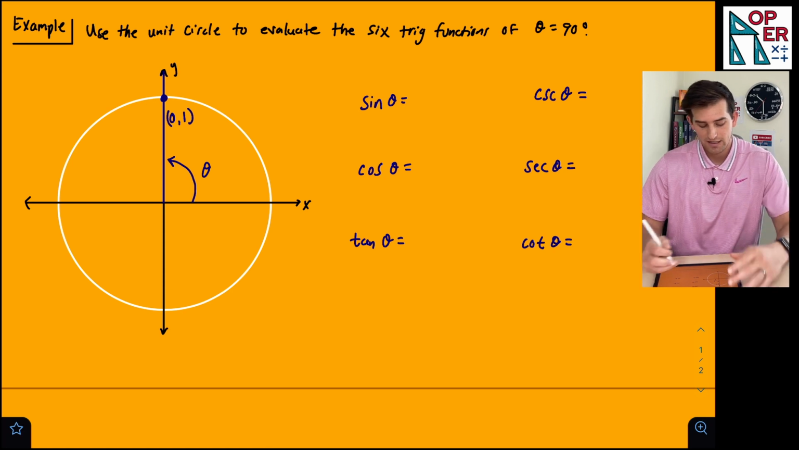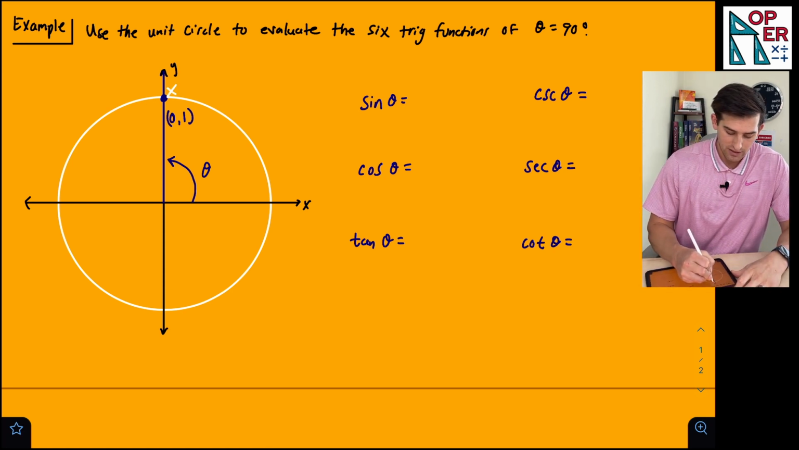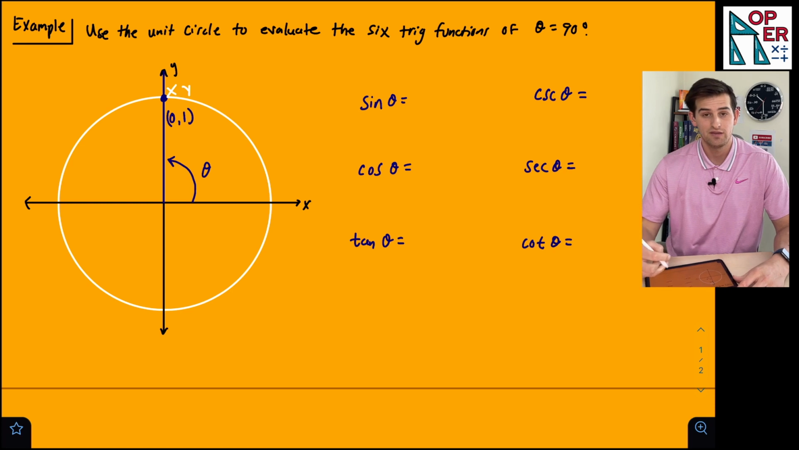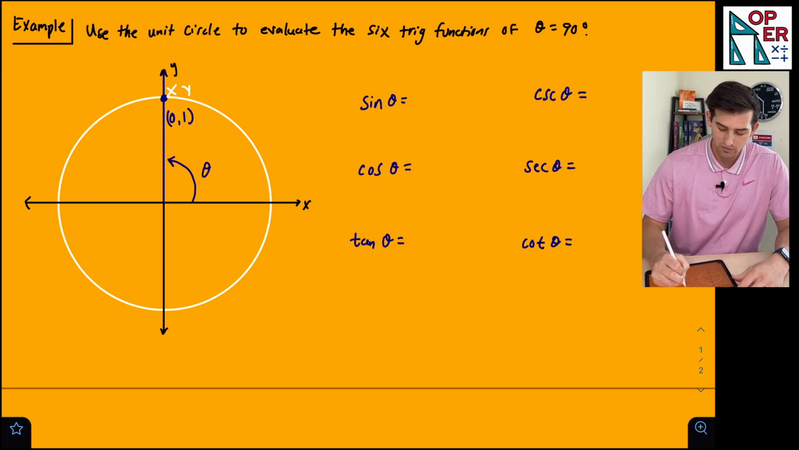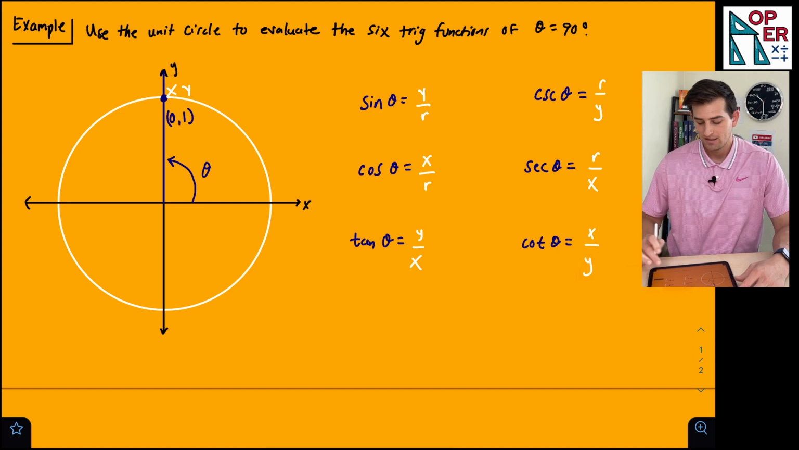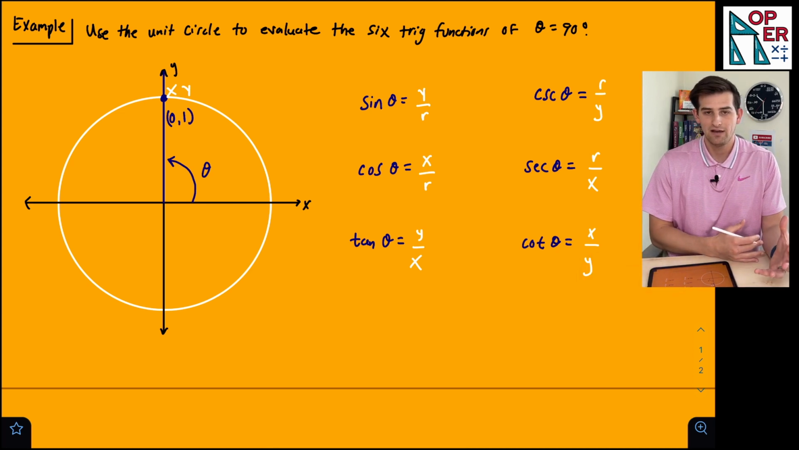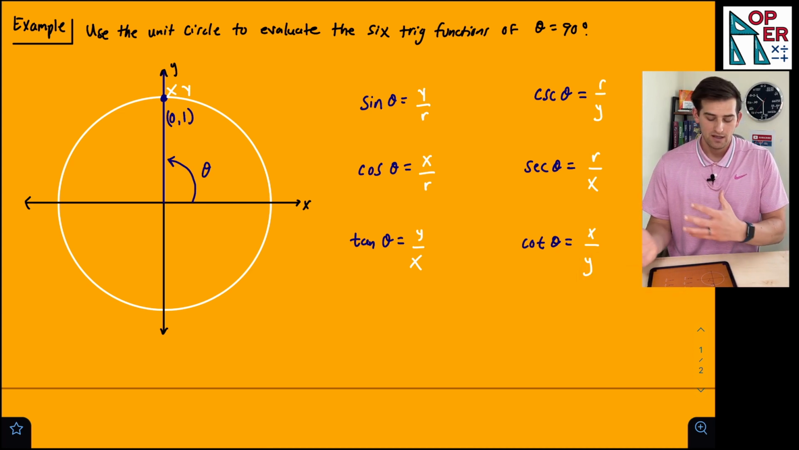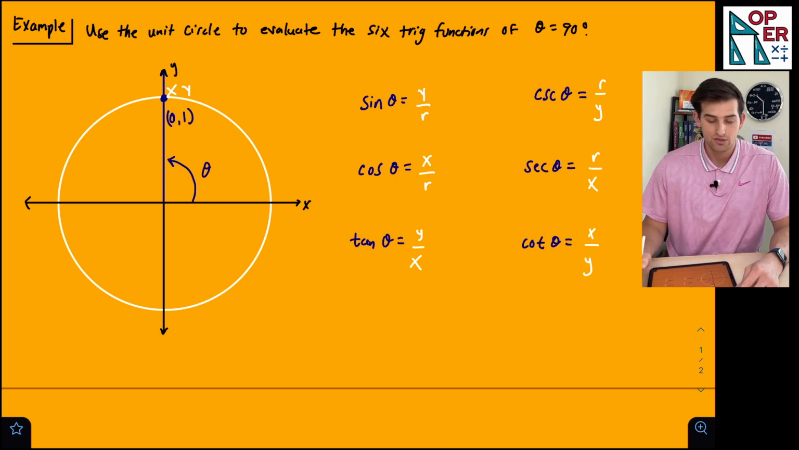So now we see that our x-coordinate is 0 and our y-coordinate is 1. If we think about those ratios that we talked about, where sine is y divided by r, cosine is x divided by r, tangent is y divided by x, cosecant would be r over y, secant would be r over x, and cotangent would be x over y. Now we can use the point that we have, and the fact that the radius is 1, to evaluate these 6 trig functions where theta is 90 degrees.